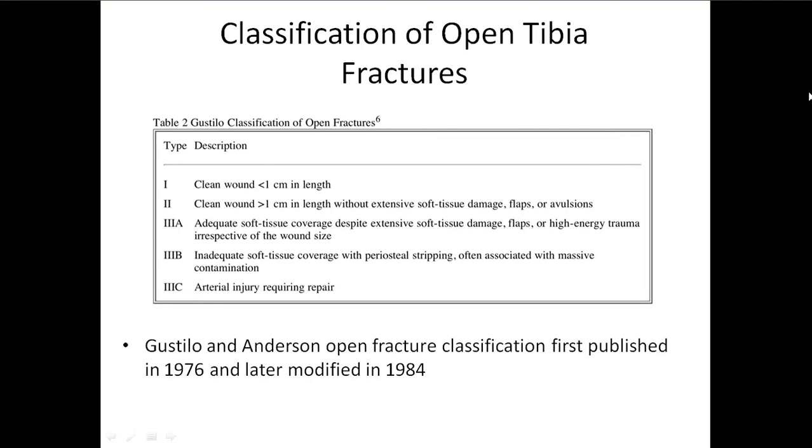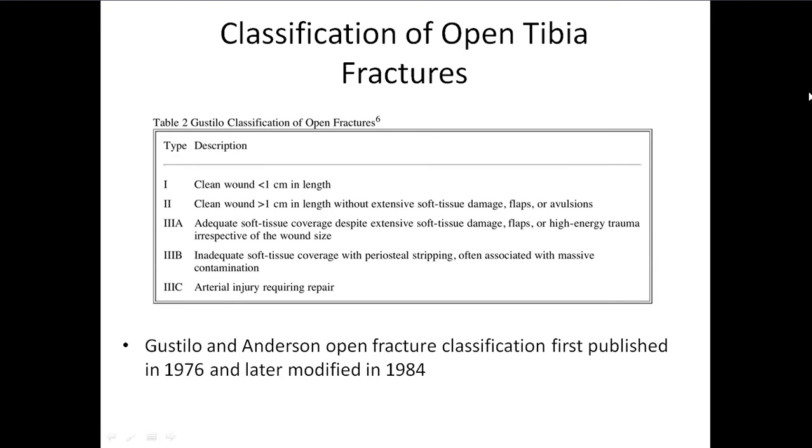Grade 2 is a clean wound greater than 1 centimeter in length without extensive soft tissue damage: no flaps, no avulsions, not much soft tissue damage. Grade 3 is again subdivided into grades 3A, 3B and 3C. Grade 3A has adequate soft tissue coverage despite extensive soft tissue damage, flaps and so on. It is a high energy traumatic fracture. Even though there is extensive soft tissue damage, adequate soft tissue coverage can be done after some treatment.